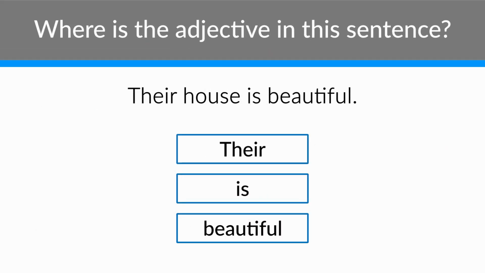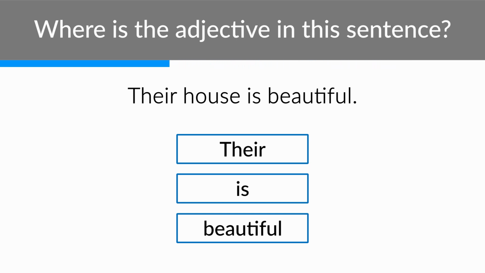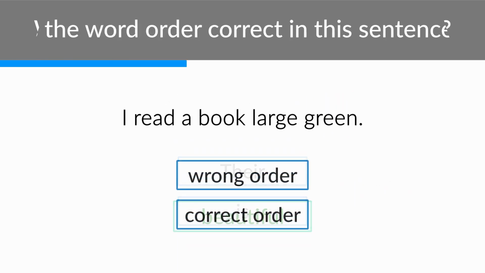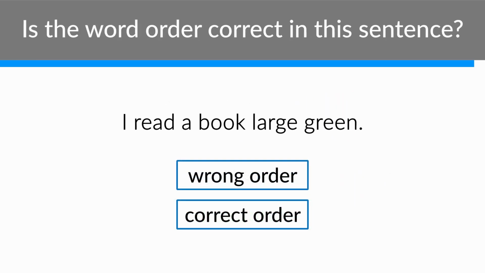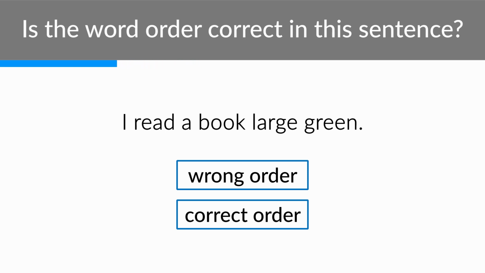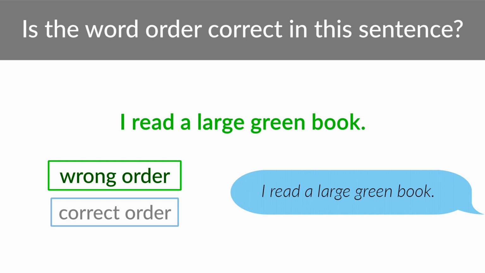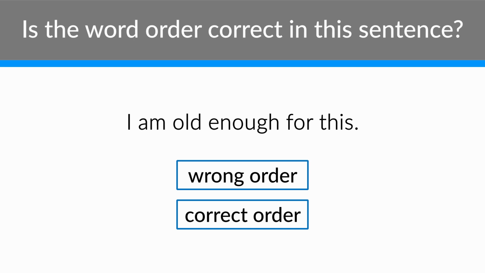Where is the adjective in this sentence? Their house is beautiful. Is the word order correct in this sentence? The correct sentence is I read a large green book. Is the word order correct in this sentence?